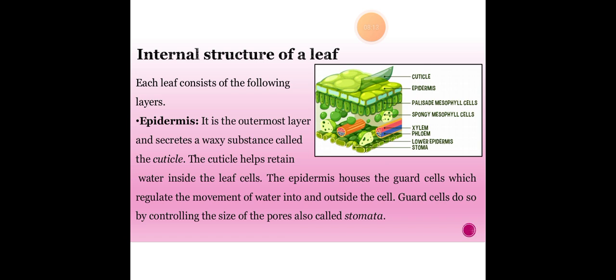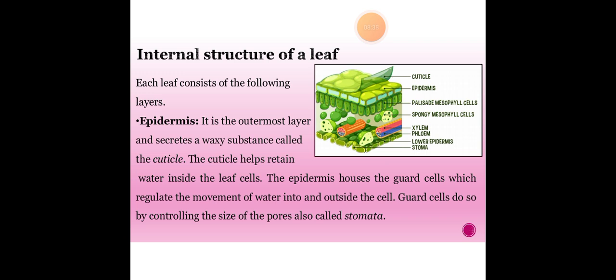Now you should know what type of substance the cuticle is. It's a waxy substance. The cuticle helps retain water inside the leaf cells. It helps the water stay inside the leaf cells. The epidermis houses the guard cells, which regulate the movement of water into and out of the cell.